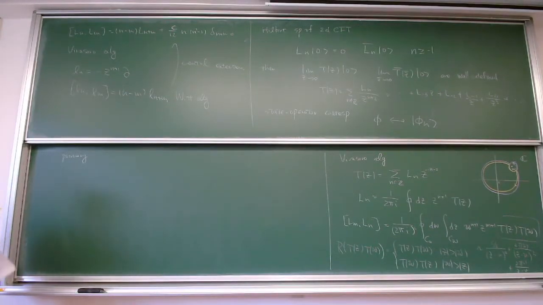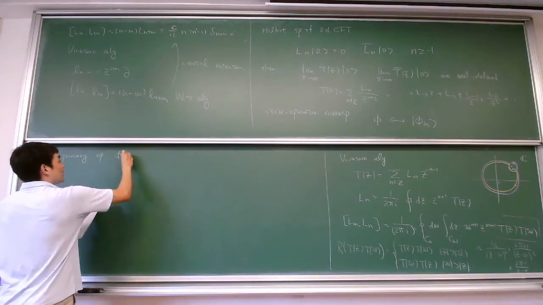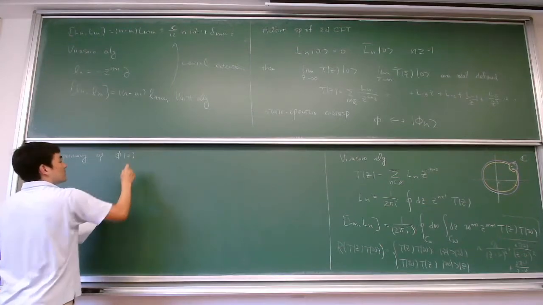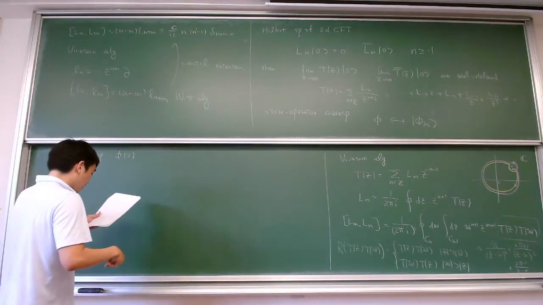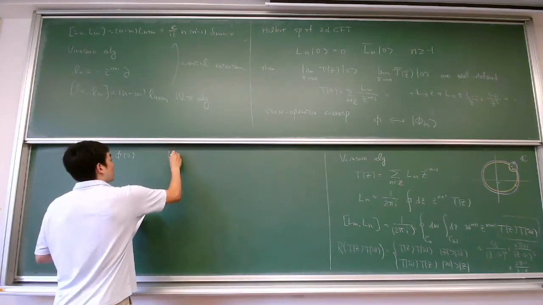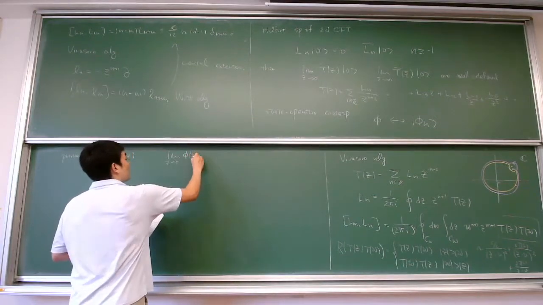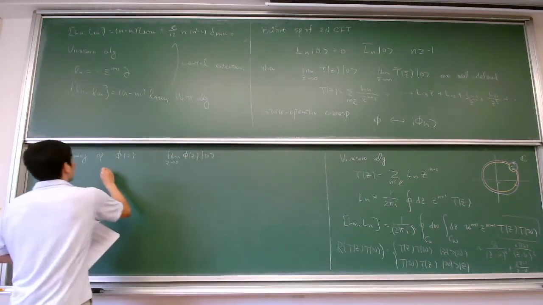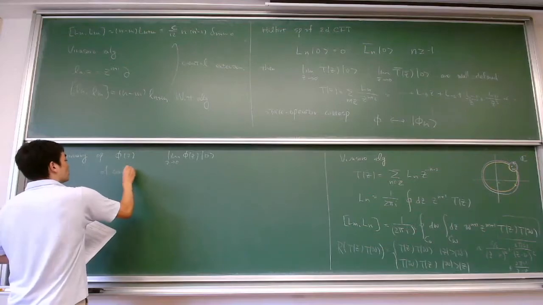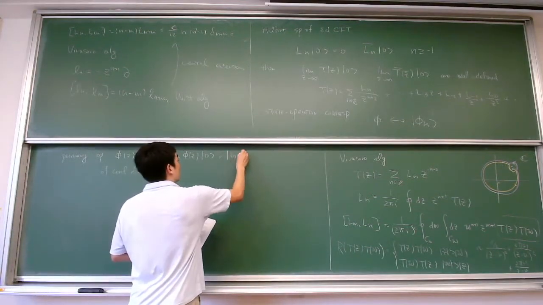Okay, so if you have a primary operator phi(z), let's only focus on the holomorphic part. Then we can define the corresponding state, of conformal dimension h, in the following way. Let's define it like this.